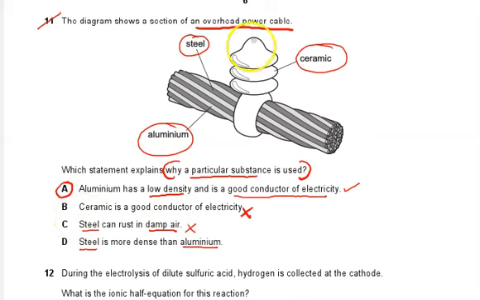Because the reason here is this is overhead power cable. So when you're using aluminium, it is a low density, which means it's a less weight. So imagine we are using a steel for the overhead power cable, and the force will be higher. Okay, now let us look at number 12.